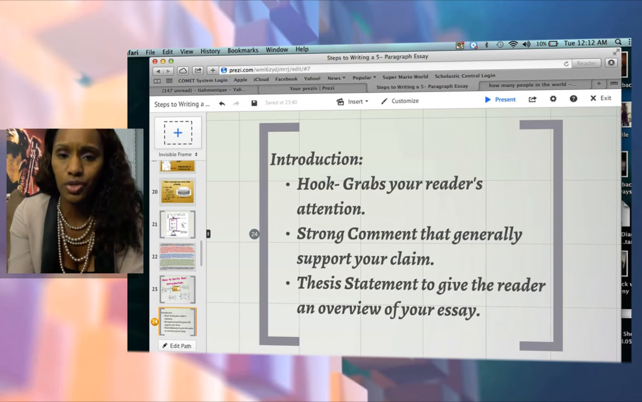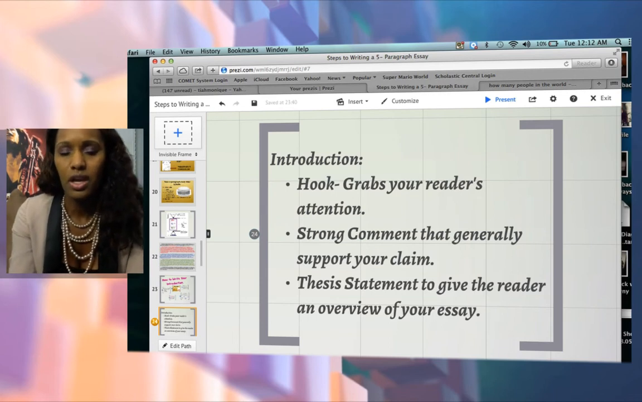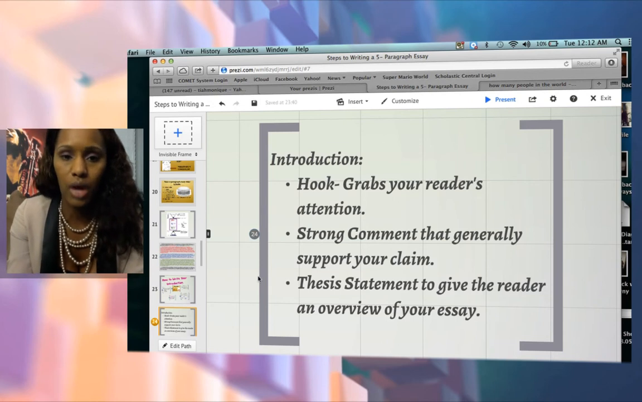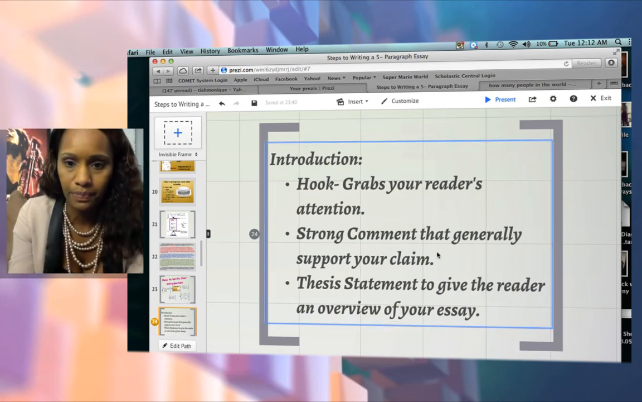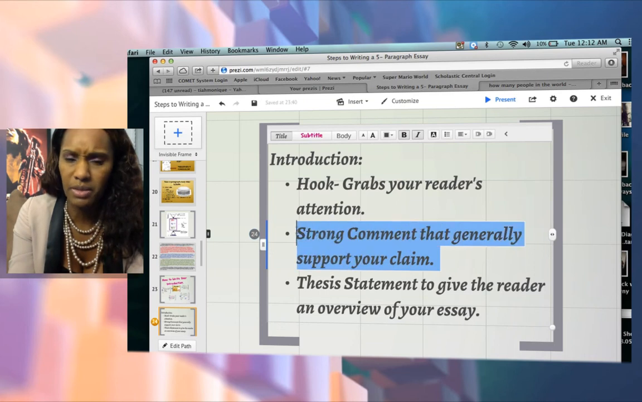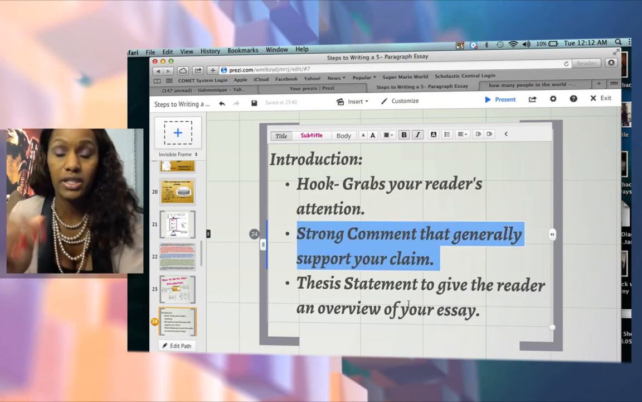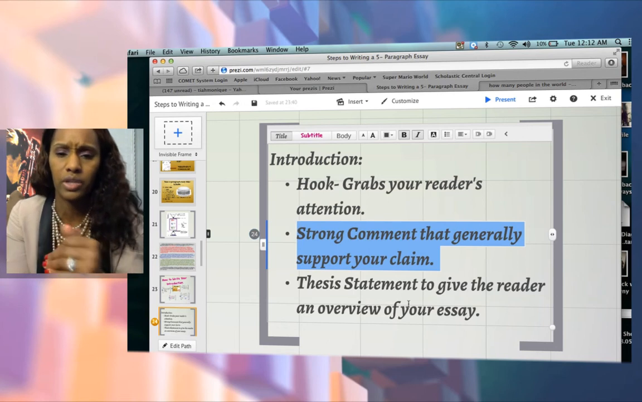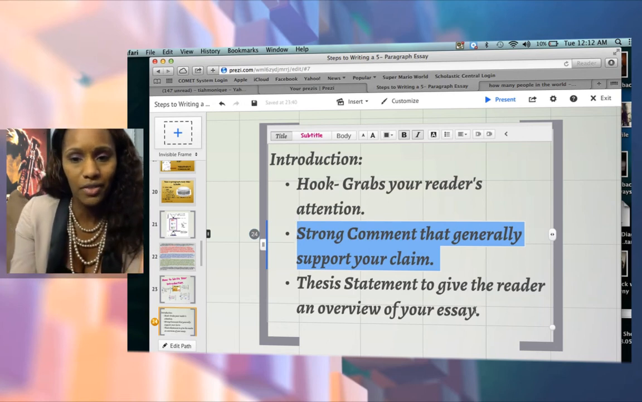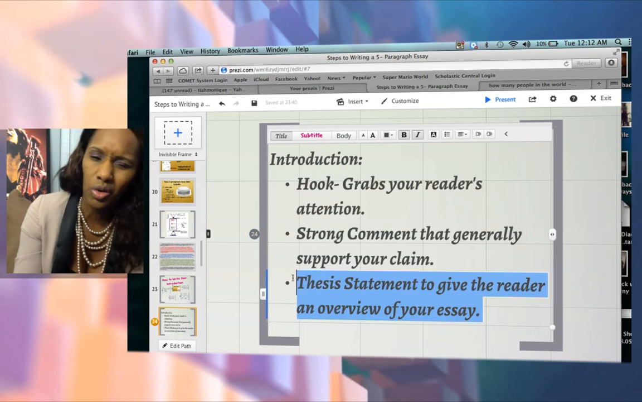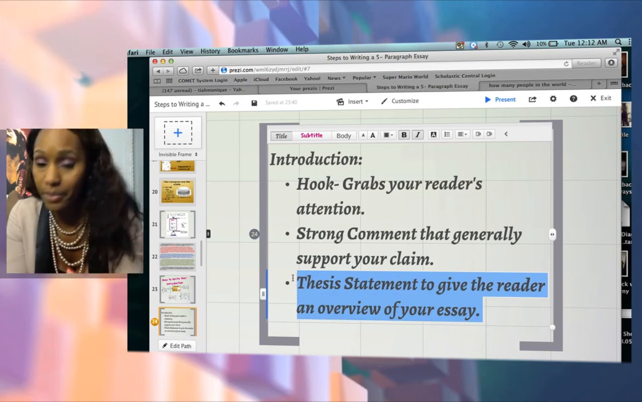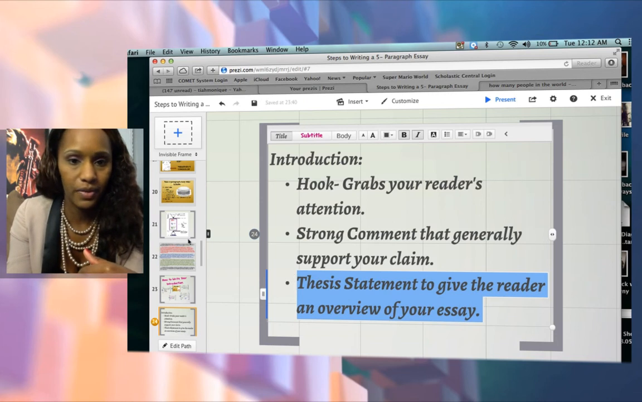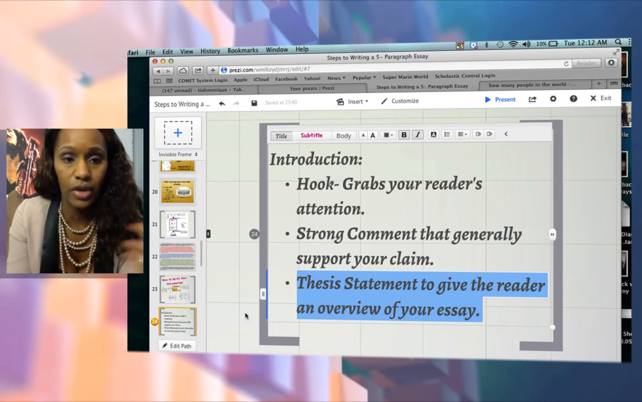Overall, you want to make sure that it's something really good that'll really get them to want to keep reading. In addition to that, you'll have what we call a strong comment. Strong comments, guys, can be anything as long as it's general and it supports the claim. And I'll show you actually what I mean by that. Finally, of course, there's that wonderful thing that you all should have right now, your map to your essay, which is the thesis statement. That is going to give the reader an overview of your essay.